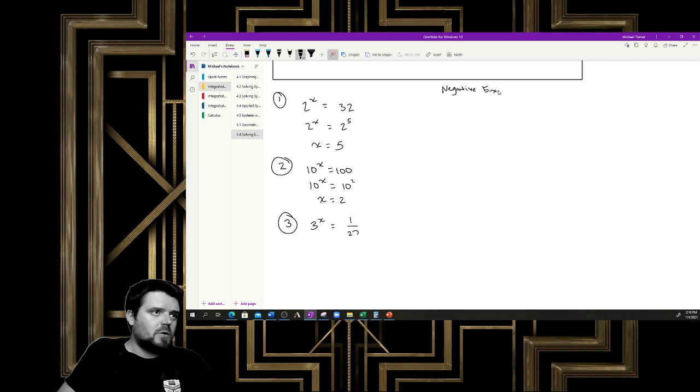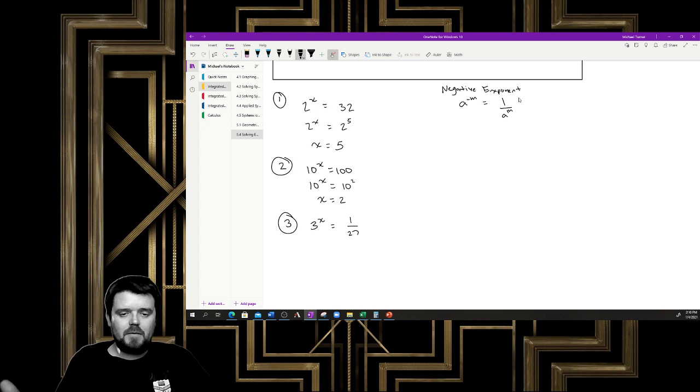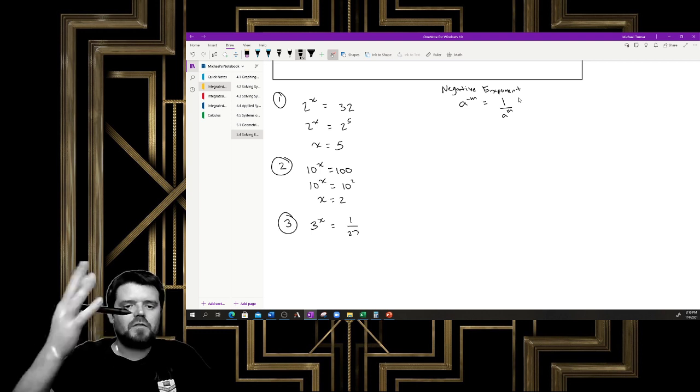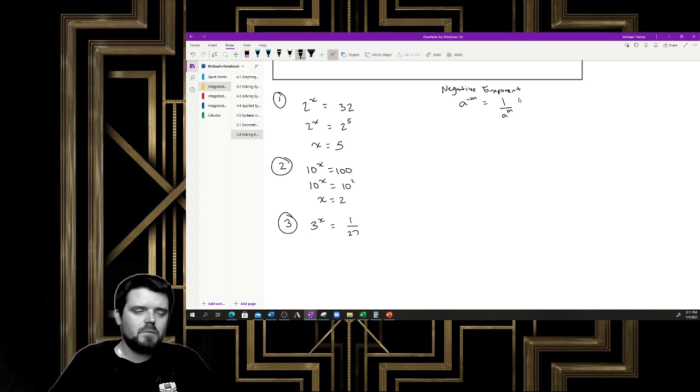Your negative exponent rule states that if you have a negative exponent, say a to the negative m, that is shorthand for having an exponent in the denominator. So this is the same as 1 over a to the m. If you think of an exponent as repeated multiplication, a negative exponent is kind of like repeated division, right? You have multiplication, but it's in the denominator. You're dividing by that value x number of times.